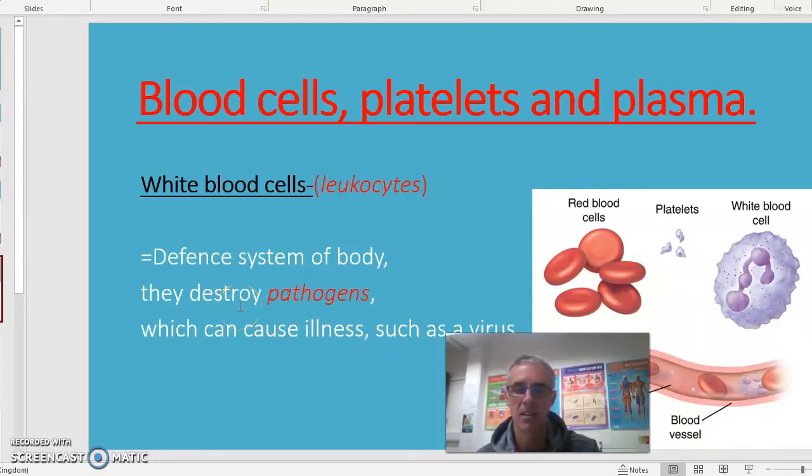They fight infection. Perhaps I should write that down here somewhere. Here we go. Fight infection. So they fight infection and they destroy pathogens. That's the big word. That's good stuff. Really important, white blood cells. So take that down, please.